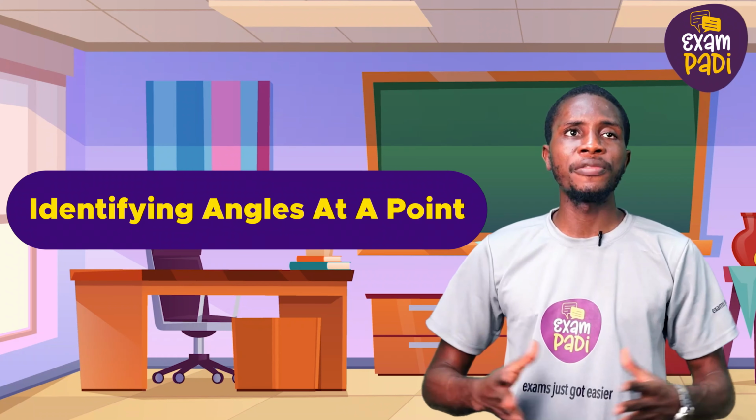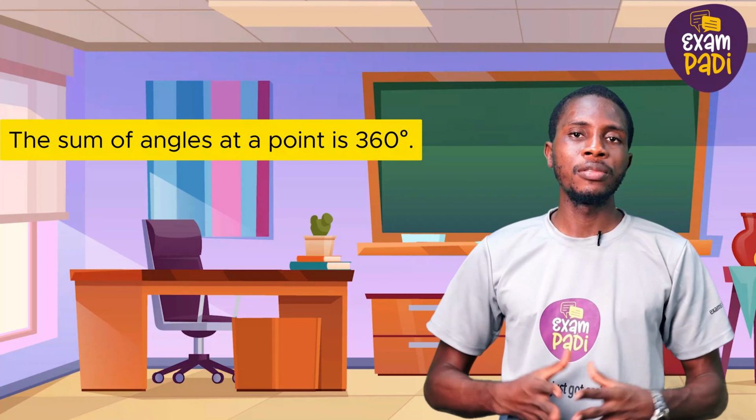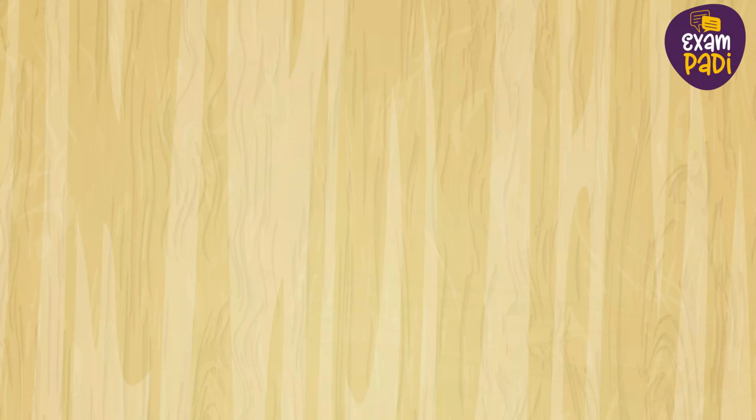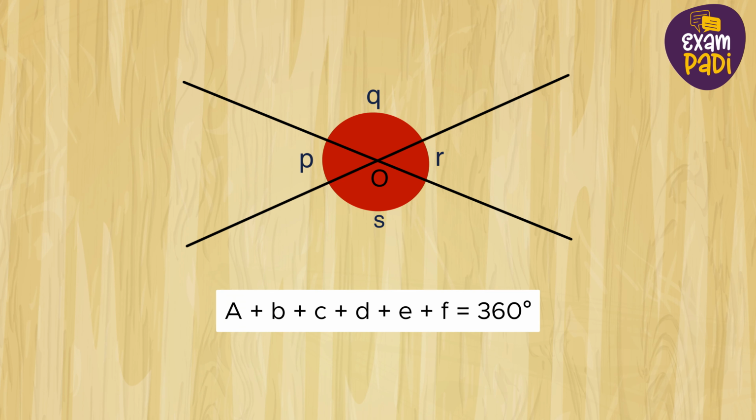Let's look into identifying angles at a point. The sum of angles at a point is 360 degrees. In the diagram displayed, all the lines intersect at a point O. To find the total angle, add up all the angles and equate them to 360 degrees. A plus B plus C plus D plus E plus F equals 360 degrees.